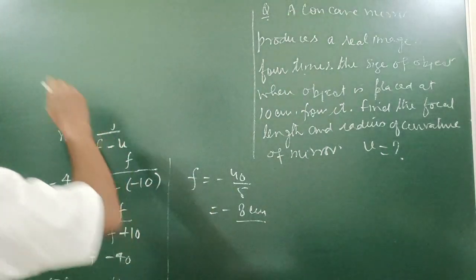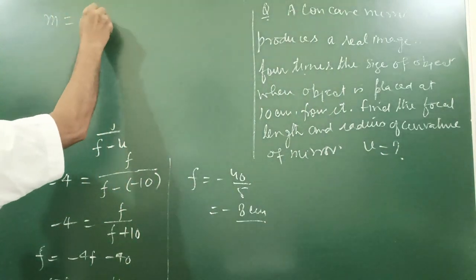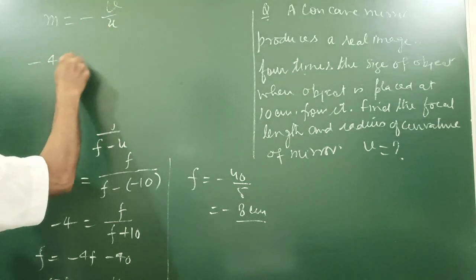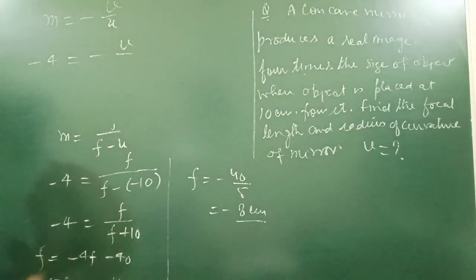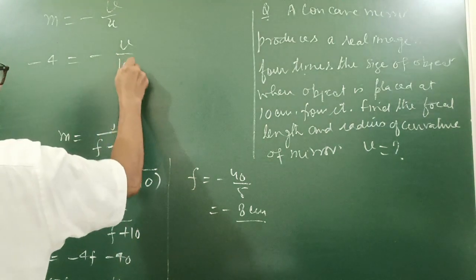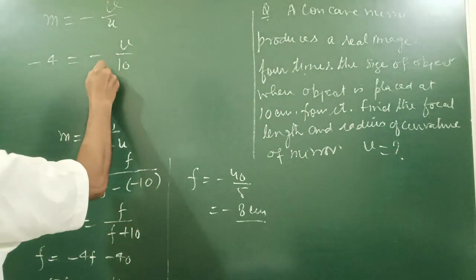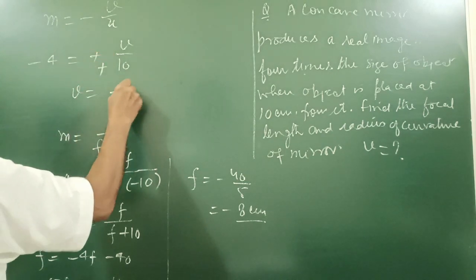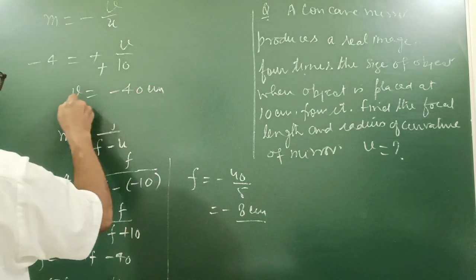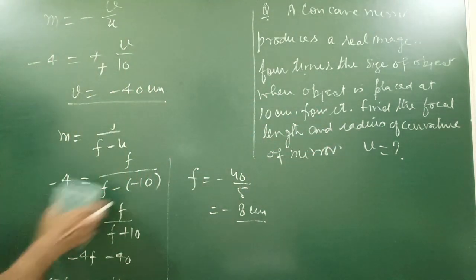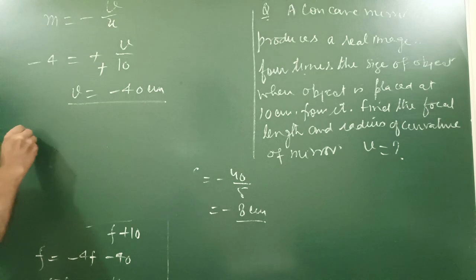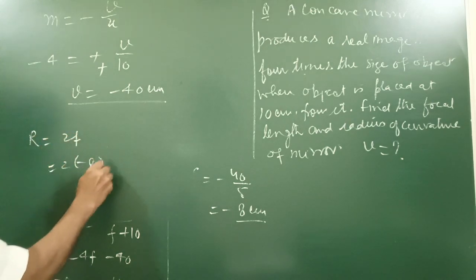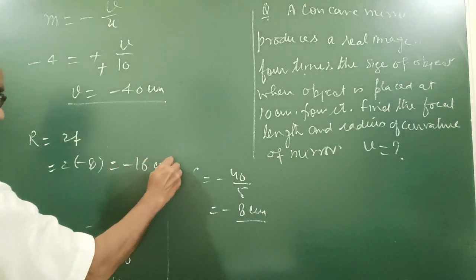Simply, m is equal to minus v over u. Minus 4 is equal to minus v over minus 10. So v is equal to minus 40 centimeters. Minus means the same side. Now, what is R? R is equal to 2f. So 2 into minus 8, minus 16 centimeters.